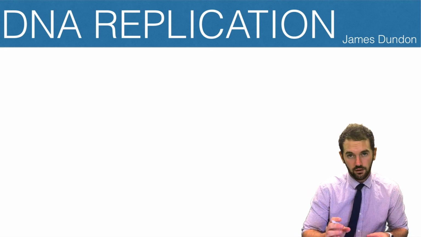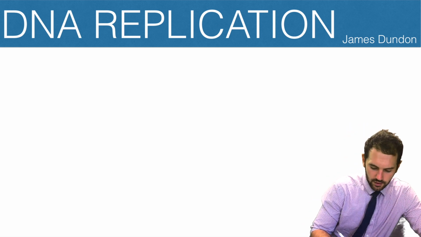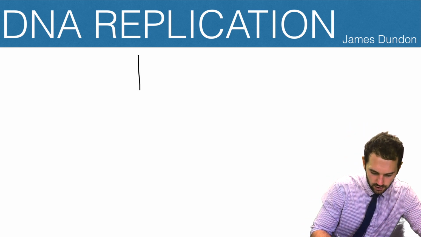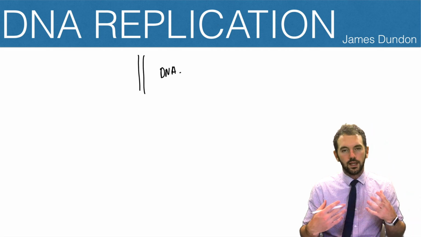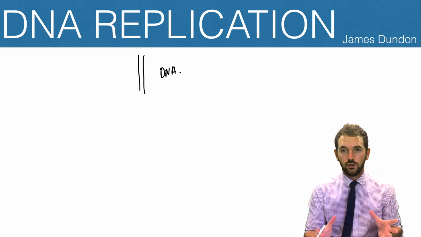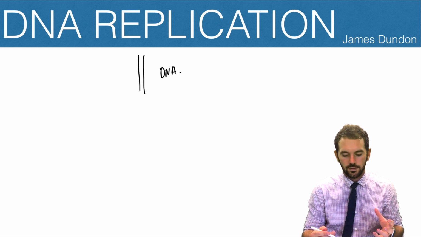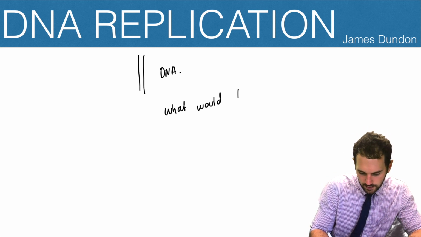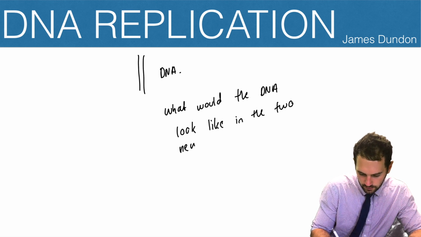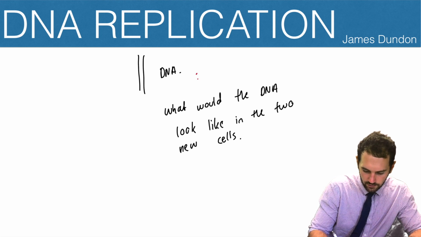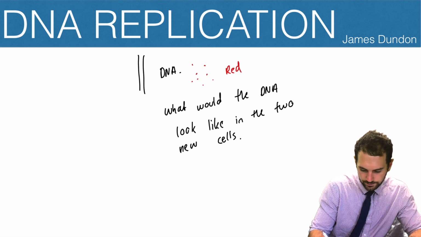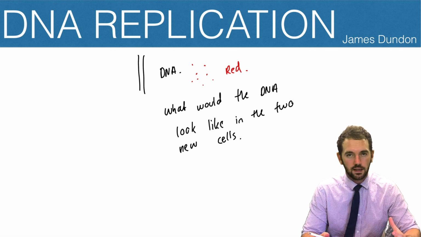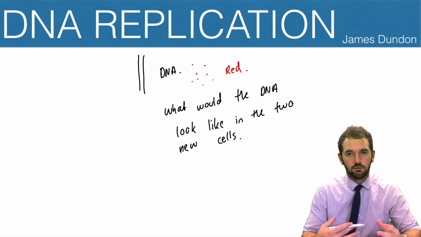If it has, you hopefully should be able to answer this question. Let's say I've got a cell. I'm going to just show the DNA. So there's DNA. And I'm going to replicate that DNA, but instead of using just regular nucleotides, I'm going to use radioactive nucleotides. Okay? So my question would be, what would the DNA look like in the two new cells? So let's say my radioactive nucleotides are red. So we've got the original DNA in black, the radioactive nucleotides in red, so we can see them, they're a different color.